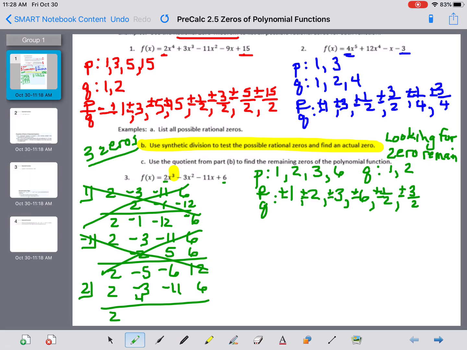All right, I bring down, I get a 2. 2 times 2 is 4. Bring down a 1. 1 times 2 is 2. Subtract, I get -9 times 2 is -18. Get -12. Another no. Let's try -2.